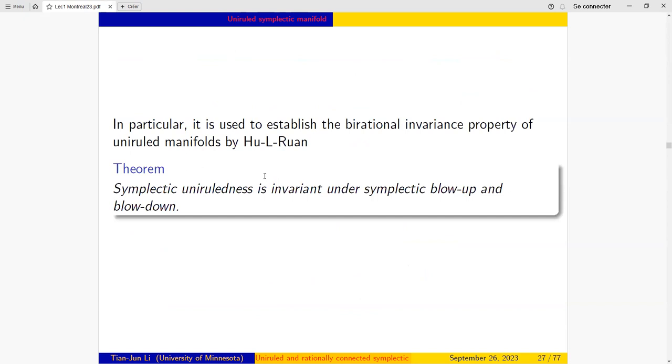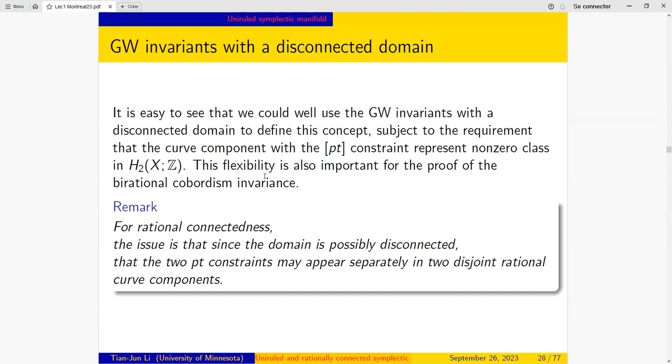Another remark is that, seeing the definition, my domain of the pseudo-holomorphic curve is a surface, but we could allow the domain to be disconnected. It turns out even if you allow this more general invariant, you can still define uniruled the same way. This is another flexibility in defining uniruled. The first flexibility is to use the descendant invariant, and here I also use disconnected domains.